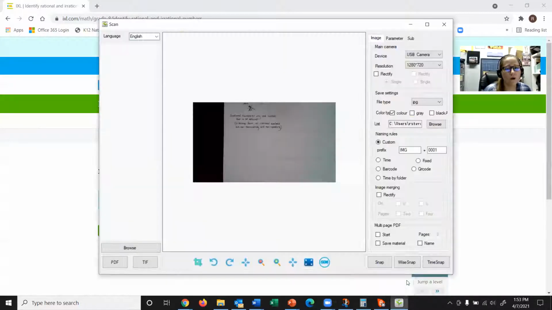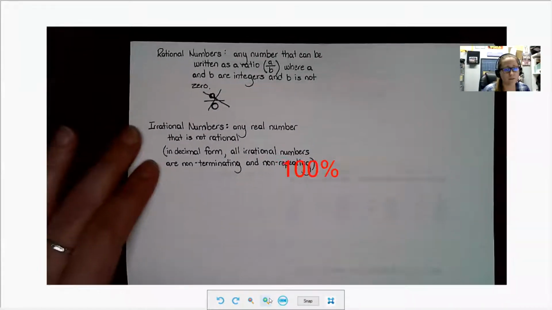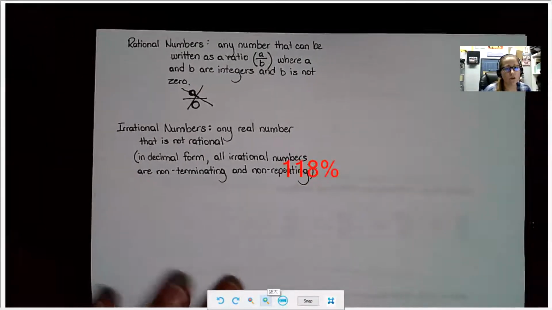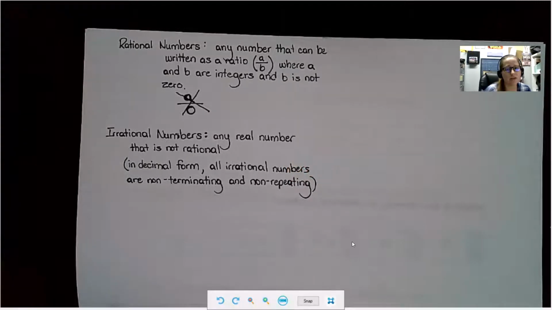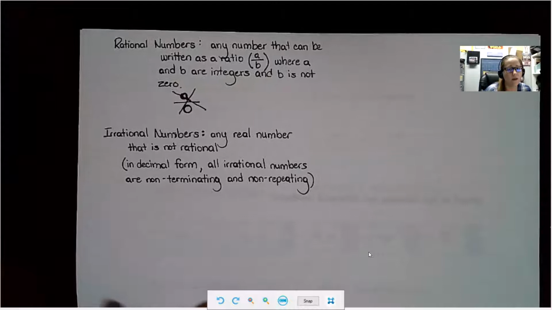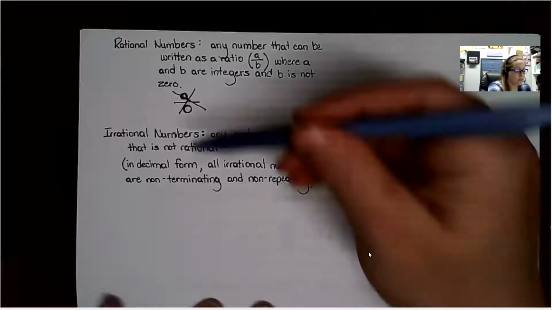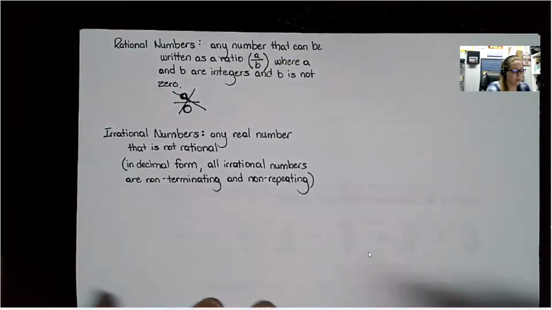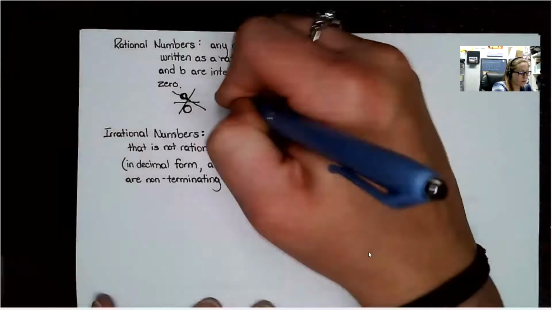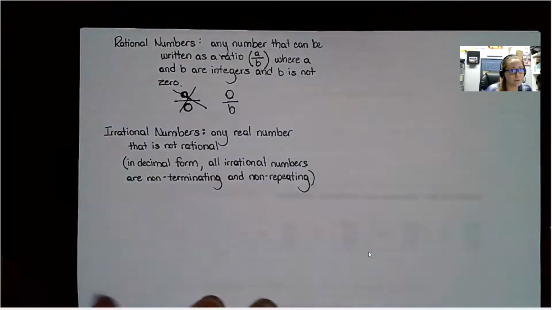It's important to look at the definition of rational and irrational numbers. Okay, so with rational numbers, these are going to be any number that can be written as a ratio of A over B, where A and B are integers and B is not 0. So as you can see here, we have A in the numerator, 0 in the denominator. This can't happen. You can have 0 in the numerator and a number in the denominator, but you cannot have 0 in the denominator.